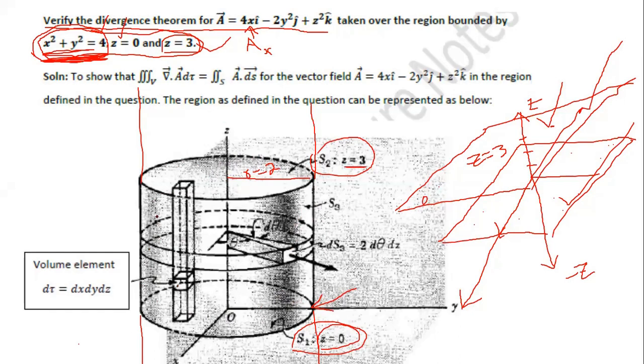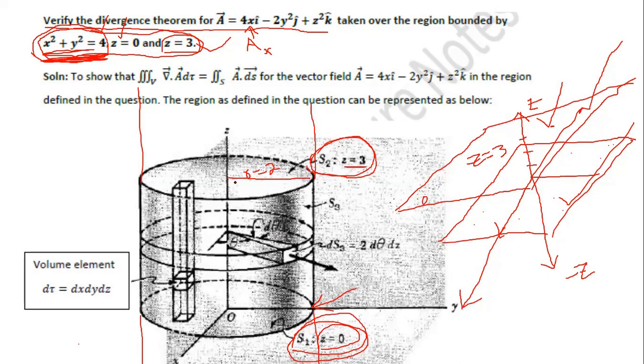For every point on the curved surface, x squared plus y squared equal to 4 is the equation defining any point on the curved surface. Okay, so as you can see in this picture, you now have a closed surface, consisting of S1, which is defined by z equal to 0, and S2, the top, defined by z equal to 3, and a curved surface S3, defined by x squared plus y squared equal to 4. So you see that there is a closed surface here.